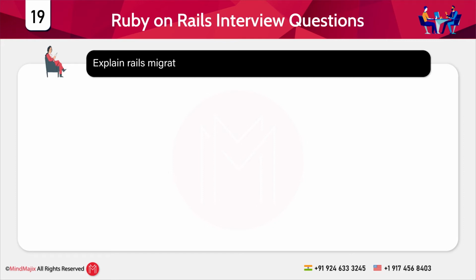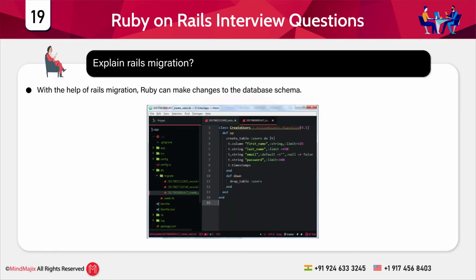Explain Rails migration. With the help of migrations, Ruby can make changes to the database schema. Whenever we want to change the schema, which is nothing but the definition of the database, we can use Rails migrations. So for this purpose, migrations are used for changing the schema of the database.